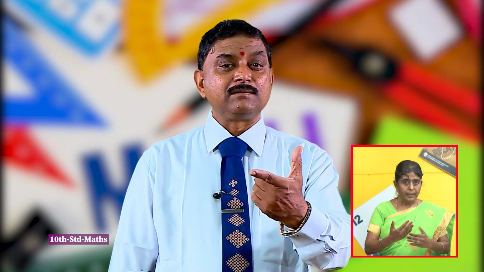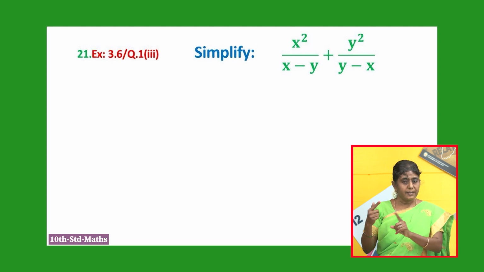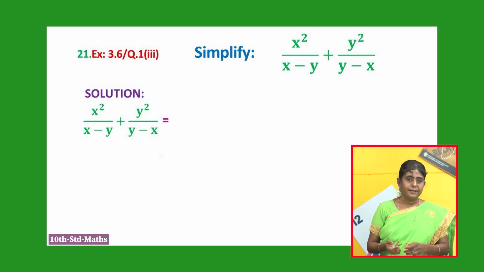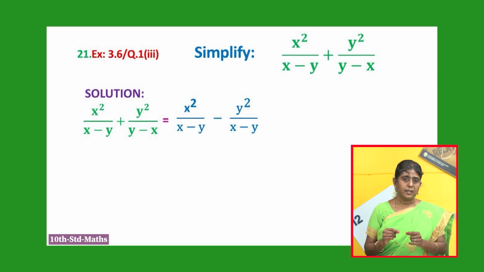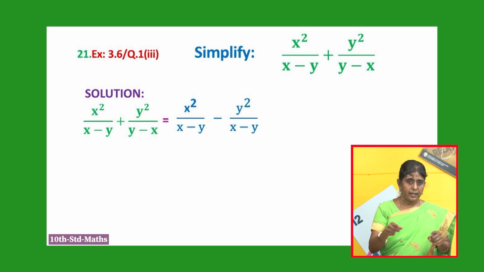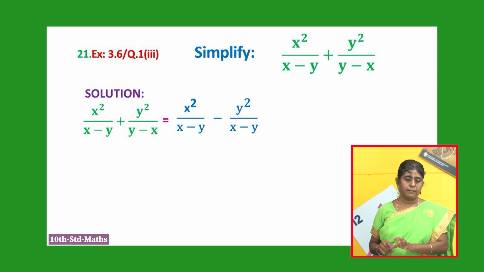Exercise 3.6, question number 1, the third subdivision. You should be very careful in this question. The denominator is x minus y in the first expression, and in the second expression it is y minus x. In that y minus x, if you take out minus as common, what will you get? Minus into x minus y. Now you see the denominators are same after taking out minus. That's all we have to do. So x squared by x minus y, I change the plus symbol as minus, then y squared divided by y minus x, I reverse as x minus y.